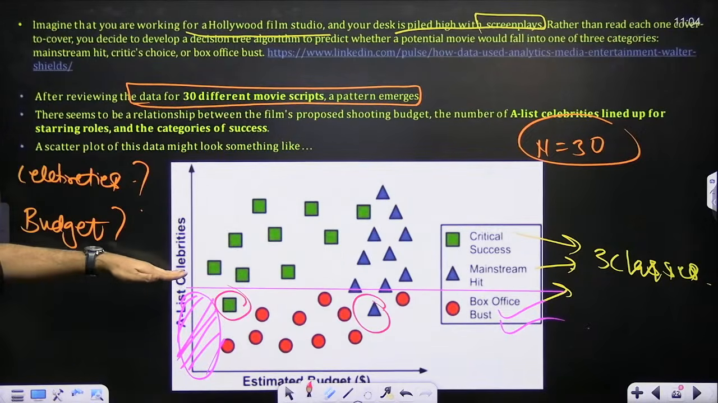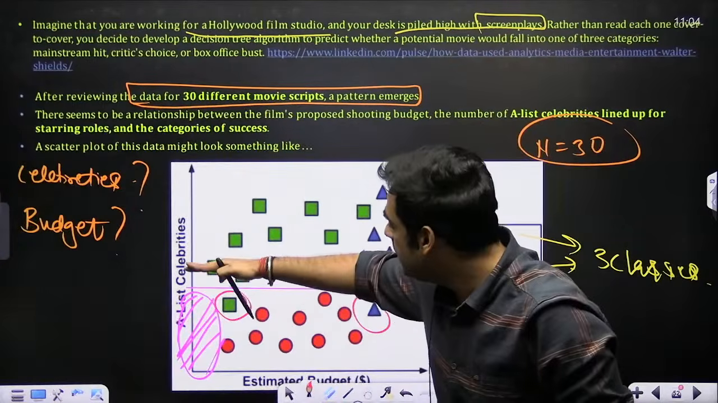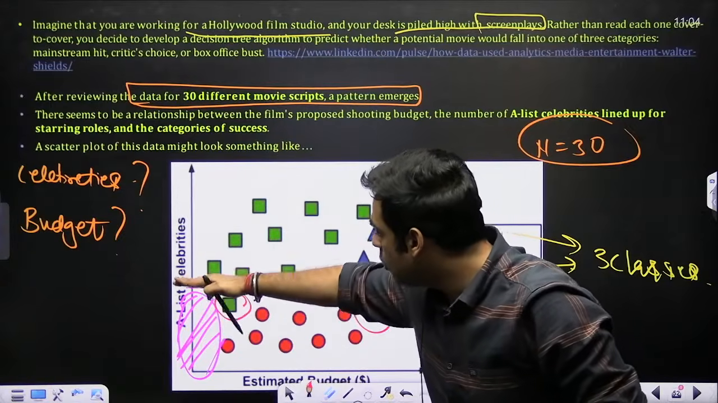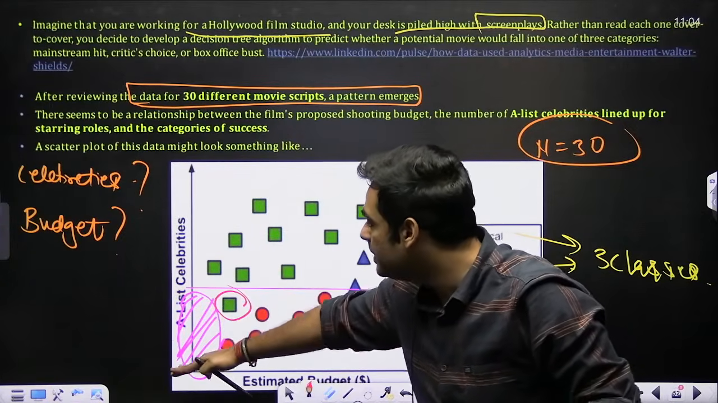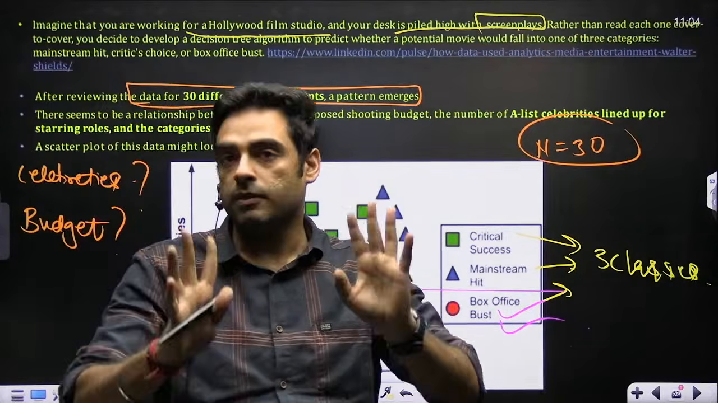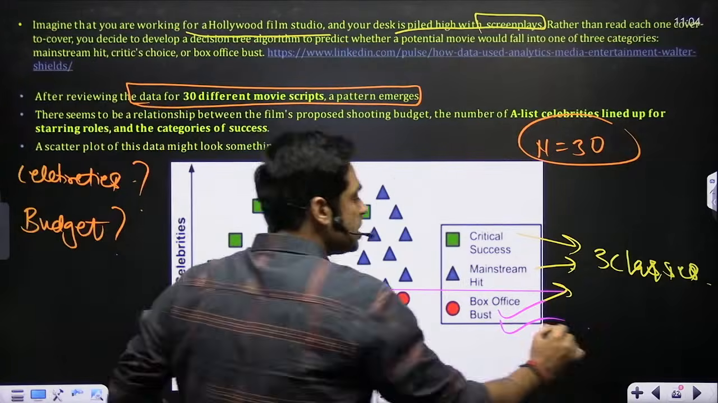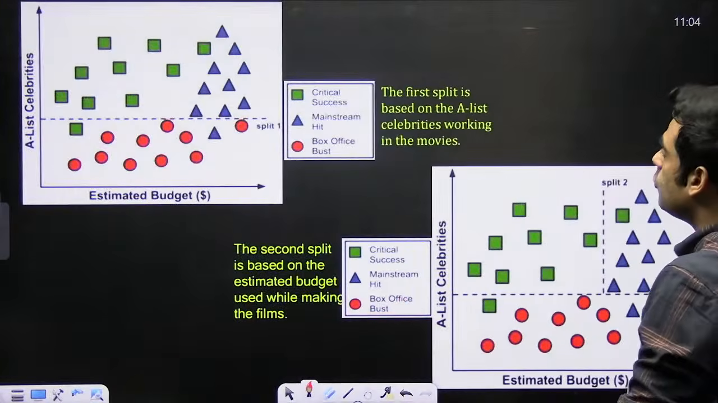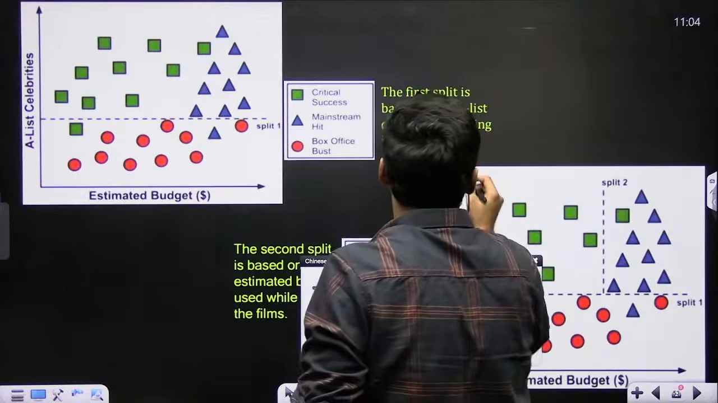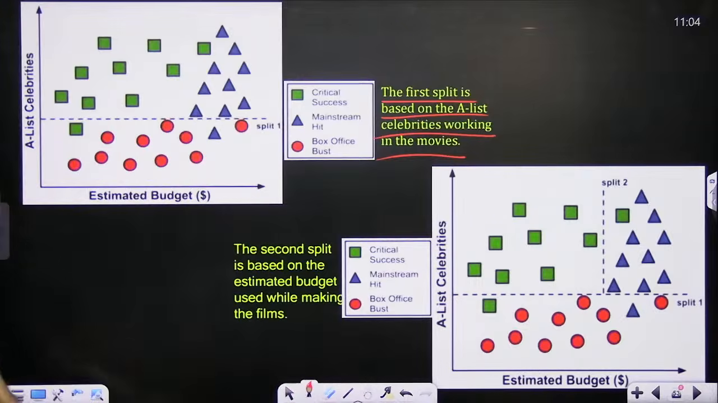If I take the celebrities along these ones, the major probability is that I would be making a flop movie. So this is the first partition that I have drawn. First split is based on what? The first split is based on the A-list celebrity.